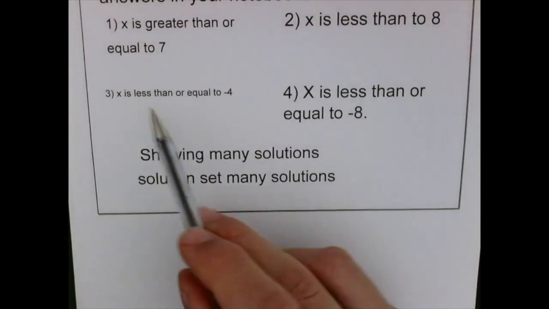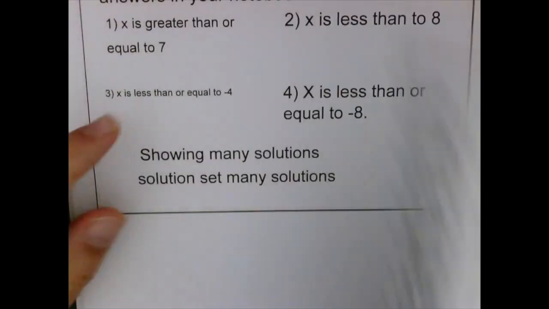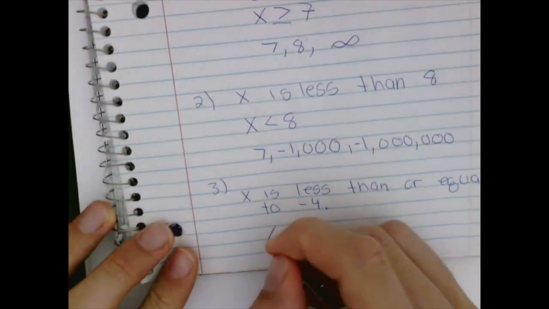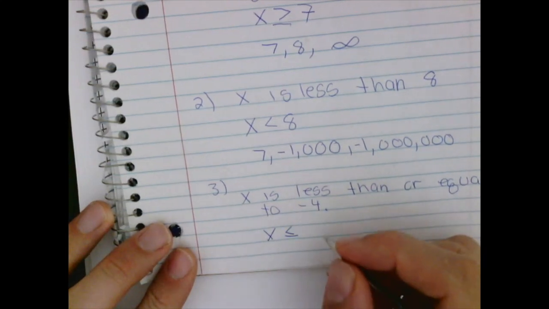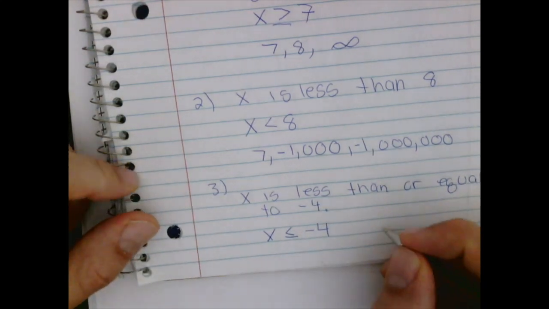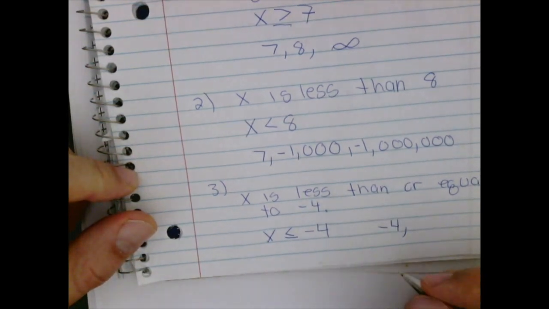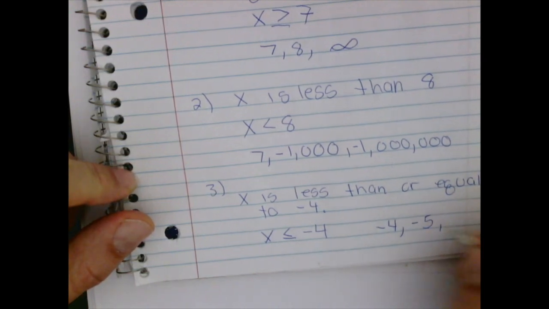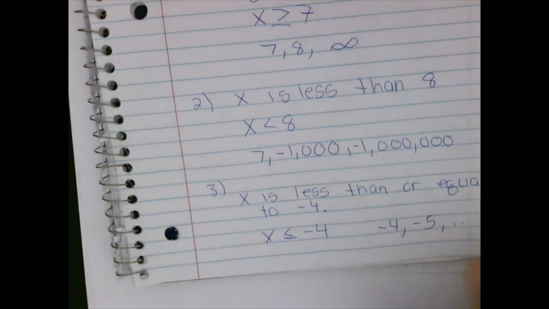Number 3, x is less than or equal to negative 4. My less than or equal to sign. So x is less than or equal to negative 4. What are some possible solutions for this inequality? Well, negative 4 is a solution. Negative 5 is a solution. And again, the numbers go on forever and ever. Once again, this is called your solution set, the set of solutions for this inequality.